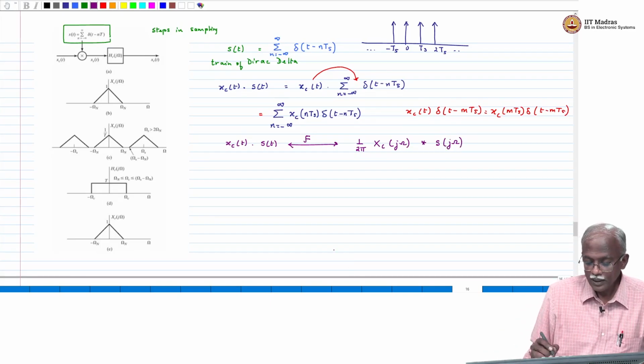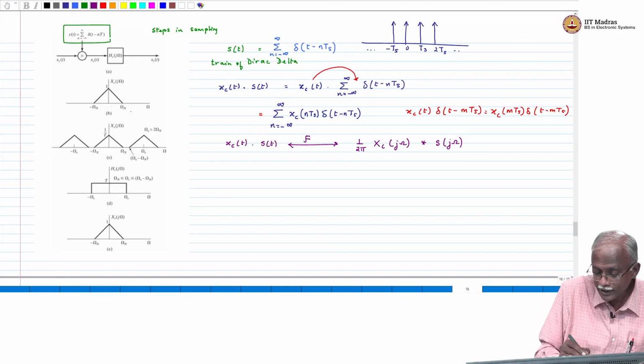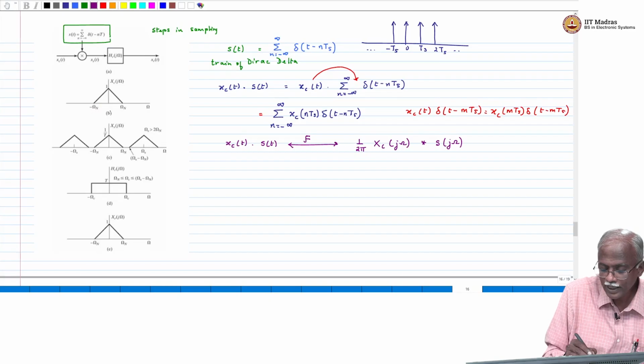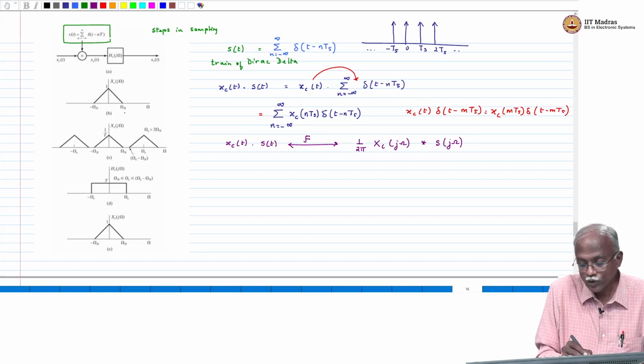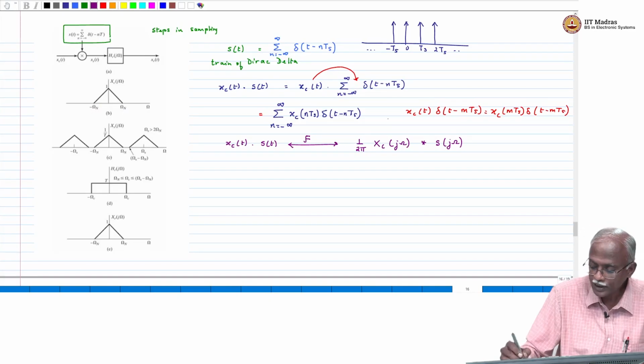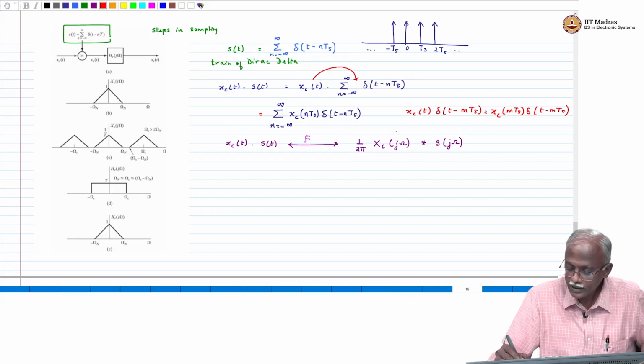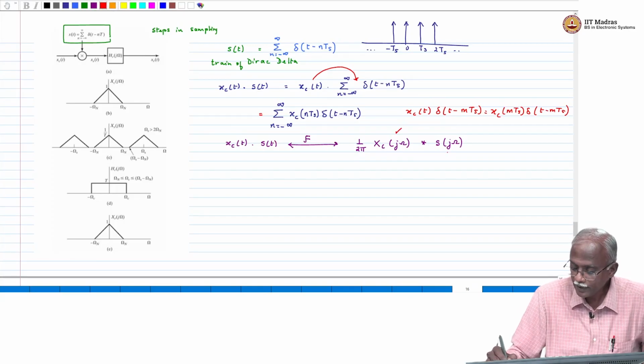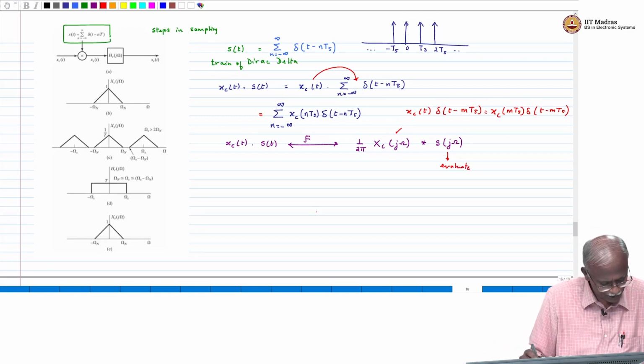The signal is band limited, so it's minus omega n to omega n. So we know what xc of j omega is. So this is known. This is known. We must evaluate this one. Okay, so let us do the evaluation of that.